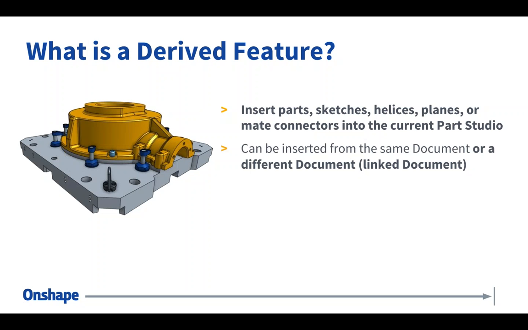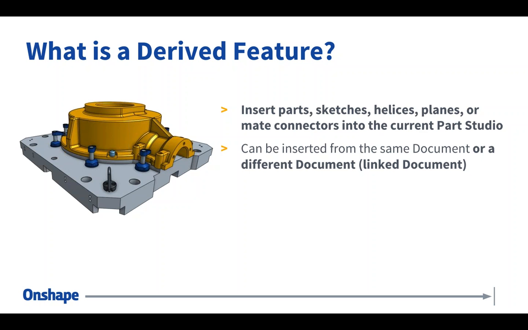So let's jump in. Now, what is a derived feature? To put it short, it's the ability to insert a part, a sketch, a helix, a plane, a mate connector from one Part Studio into another, into the current Part Studio. So when you select derived feature, you're saying I want to insert a part, a sketch, a helix, a plane, a mate connector from another Part Studio into my current Part Studio.